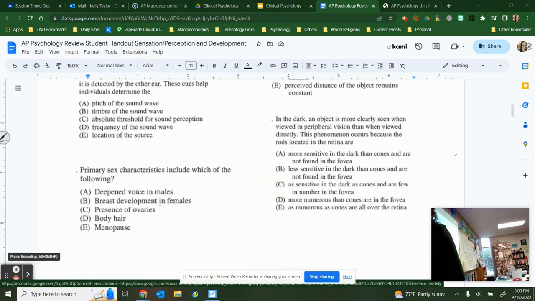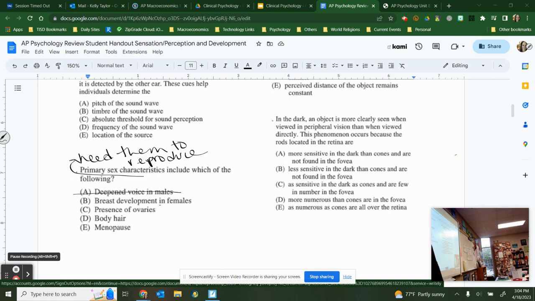Okay. Primary sex characteristics include which of the following? First off, what is a primary sex characteristic? Genitals. The important ones. What makes it important? Reproduction. You need them to reproduce. You know what you don't need to reproduce? Deep voice, body hair, or even breast development. That's not reproduction. That's the next step, which is keeping them alive. But you definitely need ovaries.